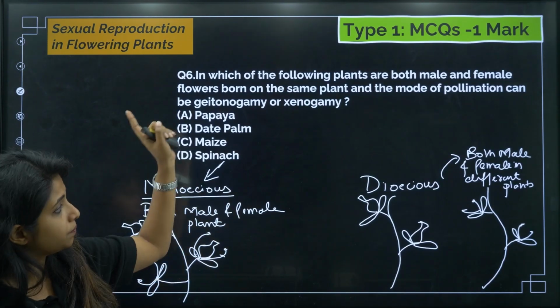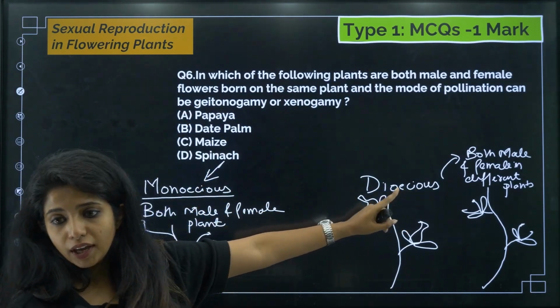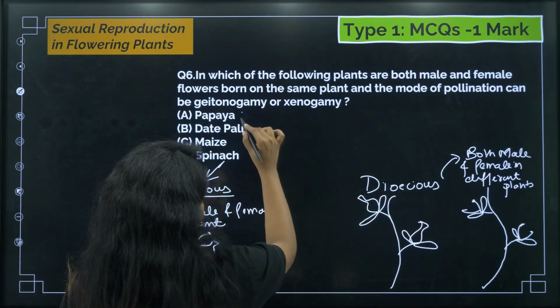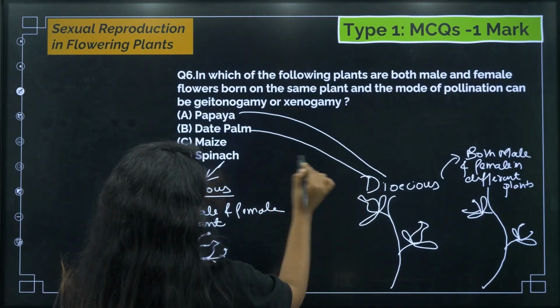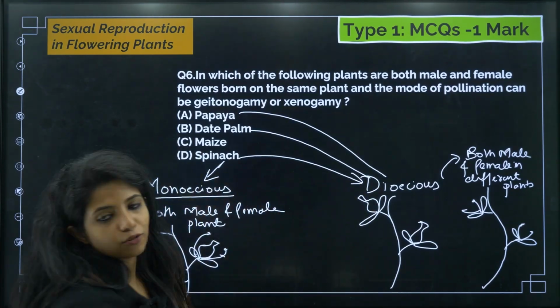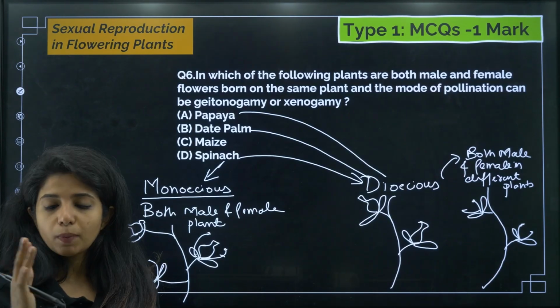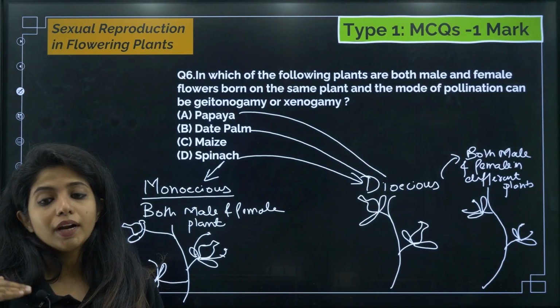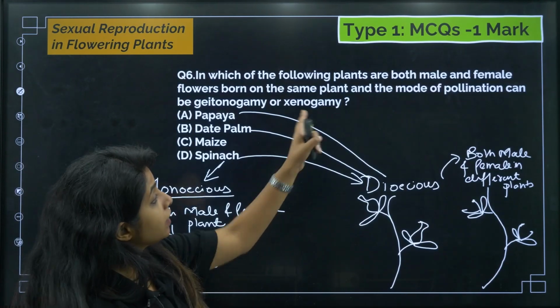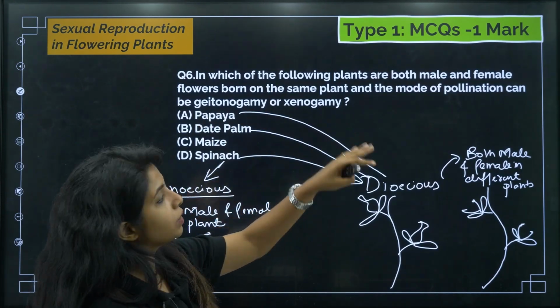So over here, dioecious plants do not have this. Papaya is dioecious, date palm is dioecious, spinach is dioecious. Three of them are dioecious. I didn't even have to go ahead for the next part of the question, but still we have to. And the mode of pollination can be geitonogamy or xenogamy.